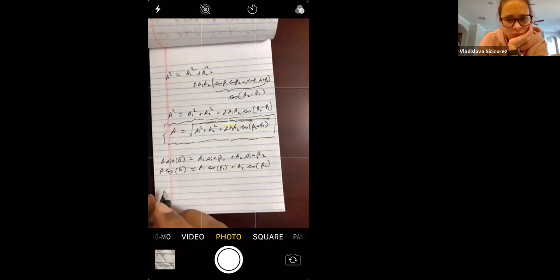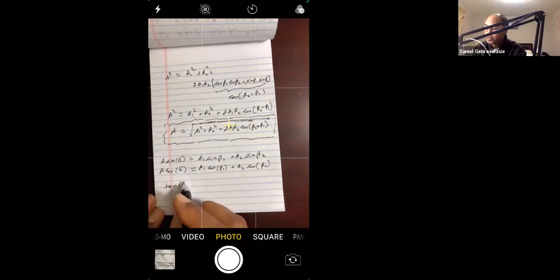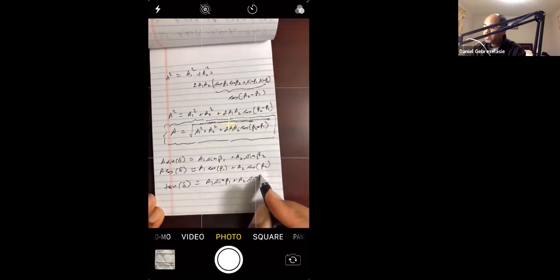Tangent. Peter, Mike, what is it? Tangent. Very good. So I'm going to divide this. So I get tangent of delta over here. Tangent of delta is A1 sine beta 1 plus A2 sine beta 2 divided by A1 cosine of beta 1 plus A2 cosine of beta 2. Okay? So how do I get a formula for this angle, for delta? Tan inverse, right? So we have a formula now.